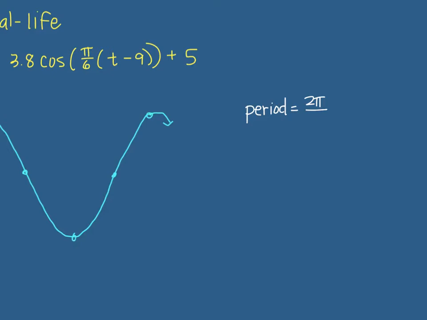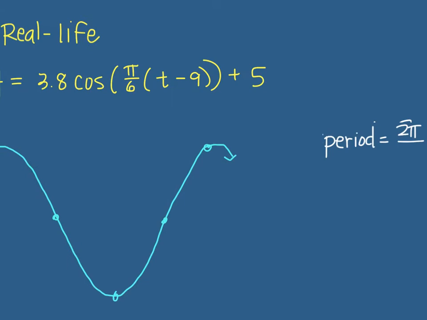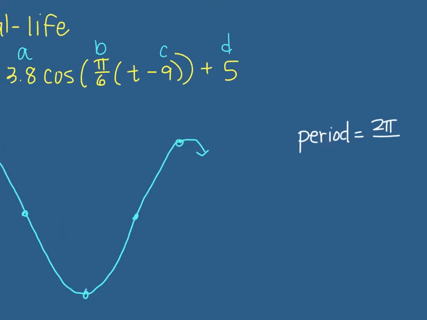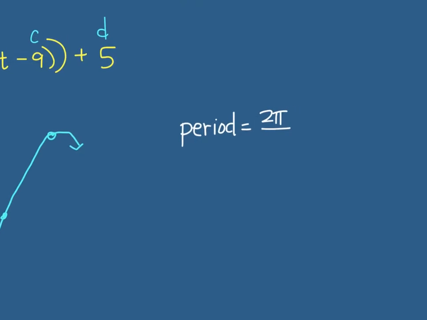No, separated by the parentheses. The B value is always separated by the parentheses. Did you forget the order of how things go? This is A, this is B, this is C, this is D. What is B? Pi 6. Not just 1/6, pi 6. All right, so 2 pi divided by pi 6. Well, how do we do the math on that?